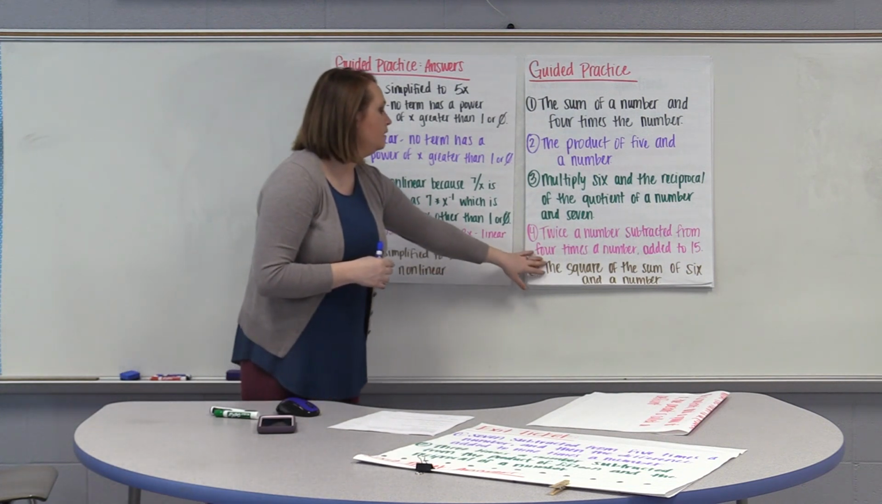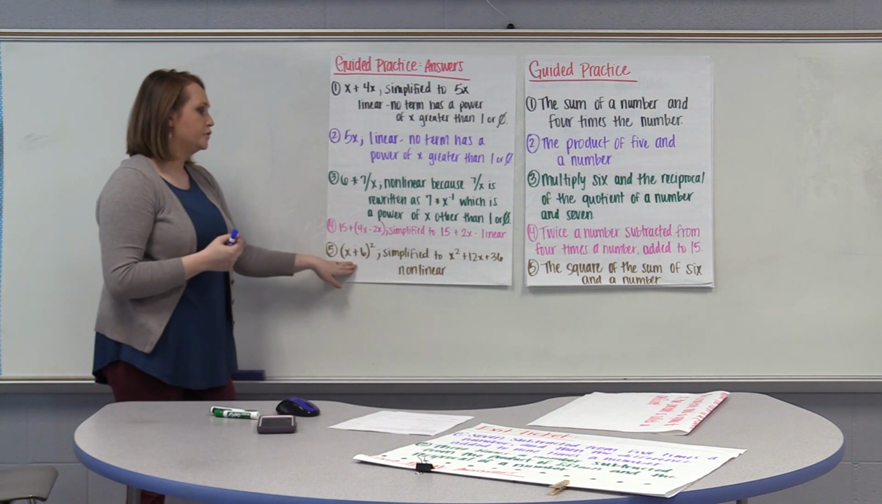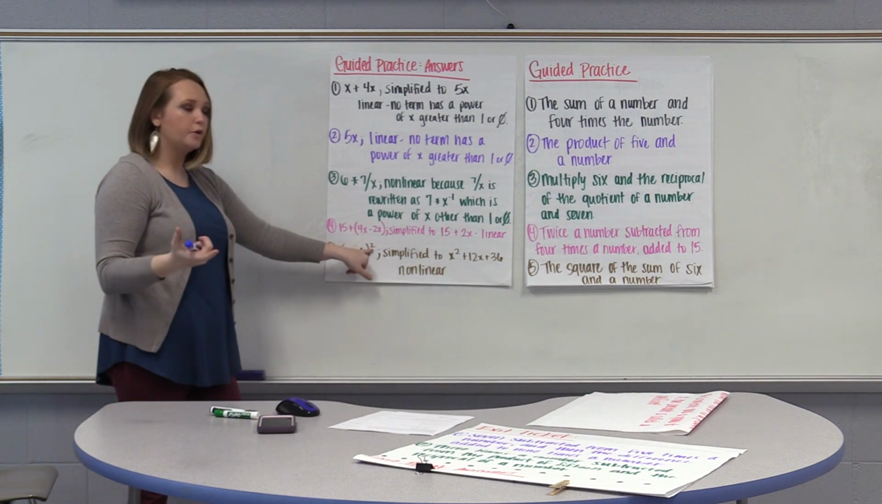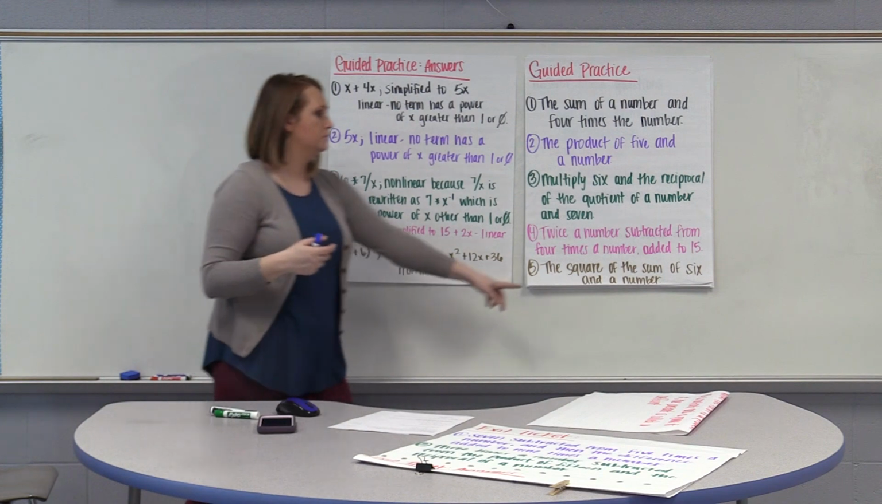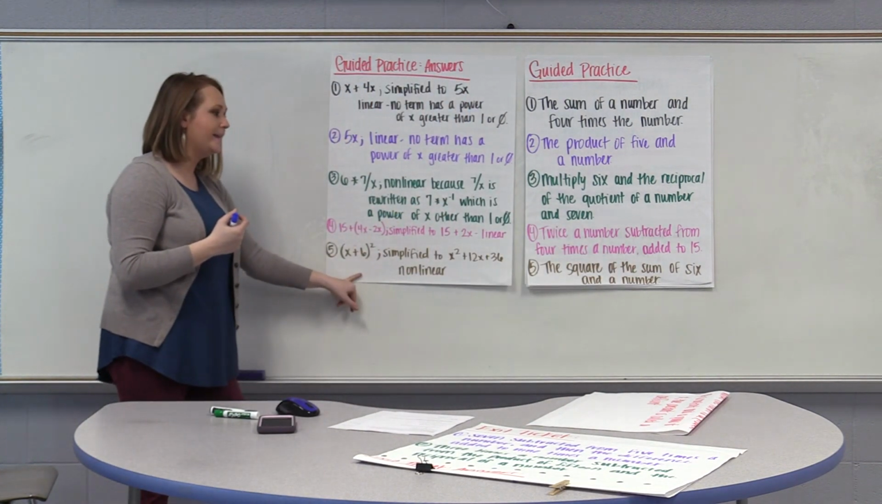Okay, our last one, the square of the sum of 6 and a number. So the square, so we're squaring. What are we squaring? The sum. What kind of problem? Addition. And what are we adding?